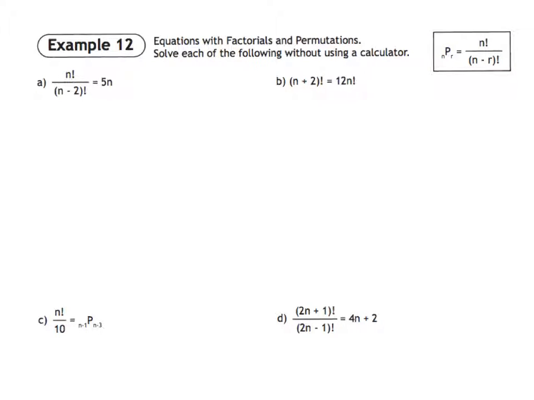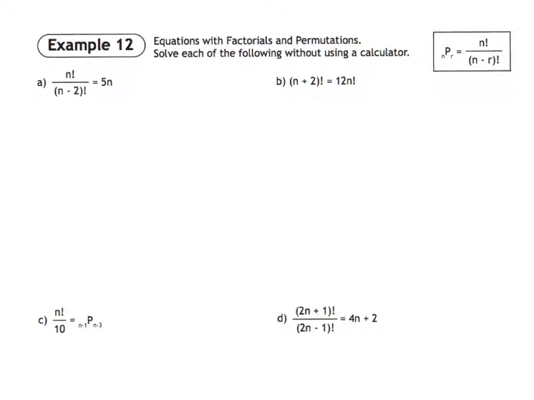These types of questions are a little bit different. It's solving equations, but using what we know about factorial and permutations to do it. And I'm not going to do all 4 of these, but let's look at A. Basically, we have to figure out what n is equal to, and it says n factorial over (n minus 2) factorial equals 5n. To do that, we need to expand, well, at least one of the factorials.